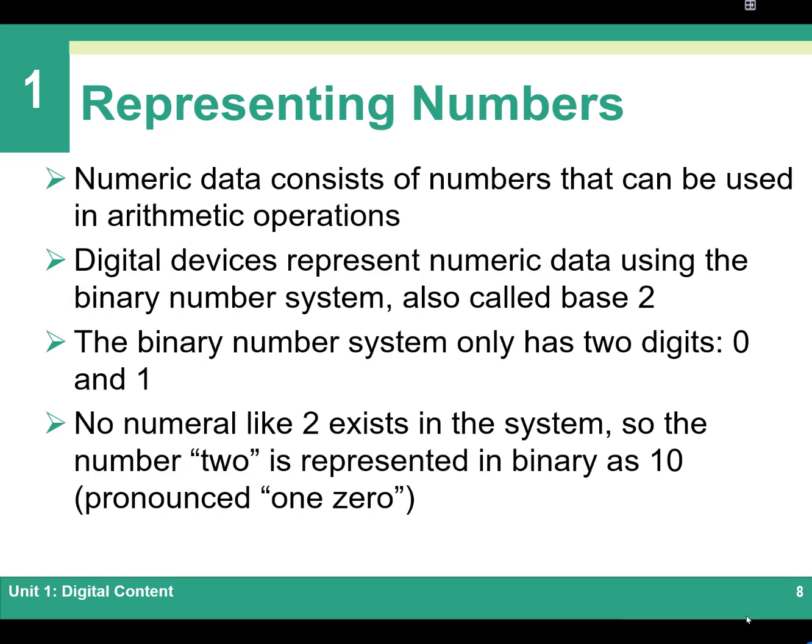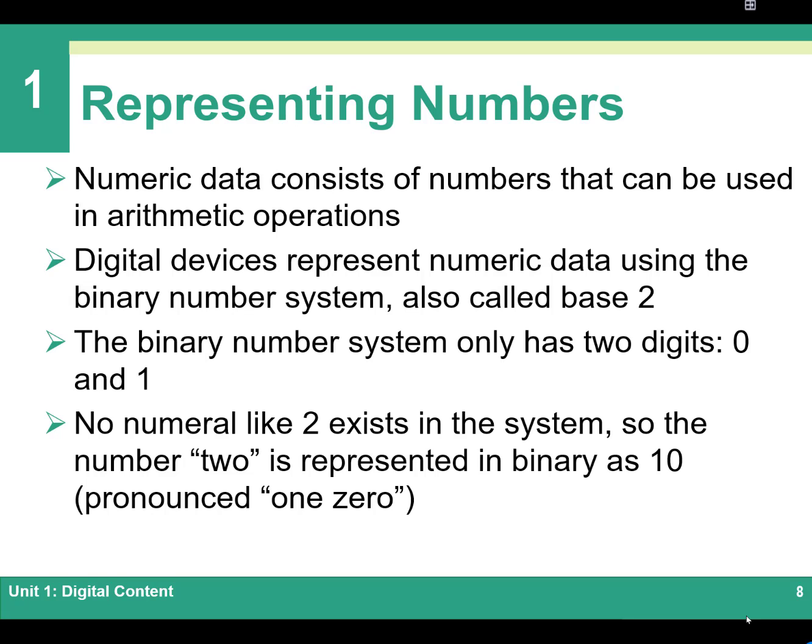So numeric data consists of numbers that can be used in arithmetic operations. A digital device represents numeric data using the binary number system, also called base 2. And you're probably familiar with other numbering systems. As we've grown up in this world, we've counted from 0 through 10. And if you look at the number of digits you have on your hands, you'll notice you have 10 digits. The numbering system that we're familiar with there is called base 10. The computers also use different numeric bases because the computers can't easily represent things in a base 10 format, but they can really easily do it in a base 2, base 8, or base 16 format. And we'll talk about those more later.